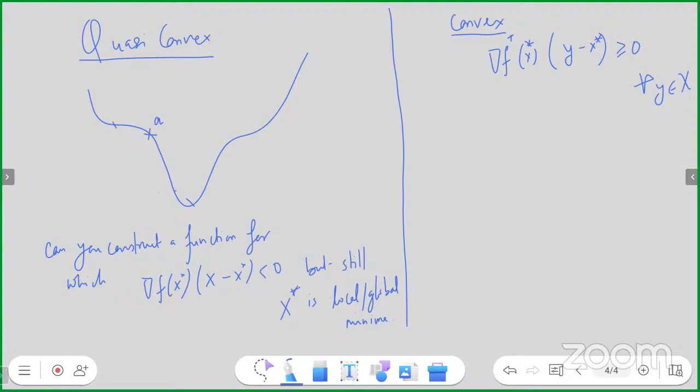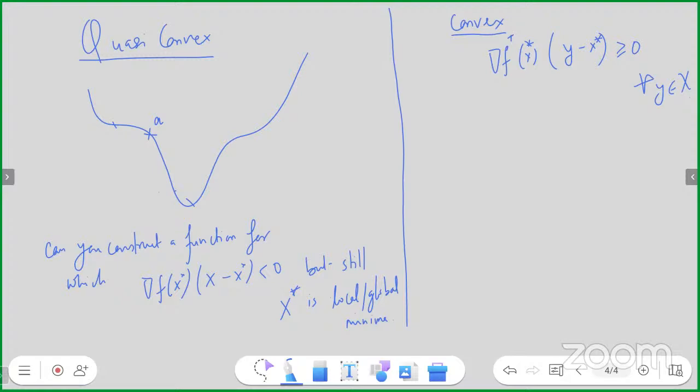For convex functions, this is not possible. So what does it disprove? If suppose this is true, what does it disprove? That this is not necessary. Whether it is sufficient is a different story.